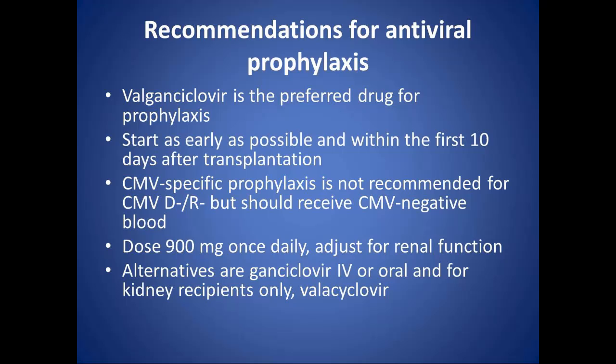CMV prophylaxis is generally not recommended for CMV donor negative, recipient negative, except for in one instance, which I'll go over, but they should get CMV negative blood. And then the dose is 900 milligrams once a day compared to twice a day for treatment. For prophylaxis, it's just once a day. And alternatives are IV Ganciclovir or oral Ganciclovir.